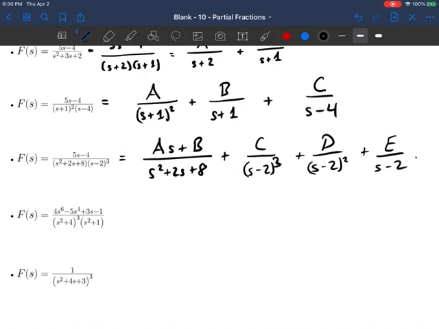All right, a little bit more complicated one here. Here we have 4s to the 6th minus 5s to the 4th plus 3s minus 1 over s squared plus 4 to the 3rd times s squared plus 1. So these are irreducible quadratics, even though they don't have the middle terms. And the question is, what should the right-hand side be here? So again, I'll ask you to pause and write down what you think the result should be, and then come back in a second.